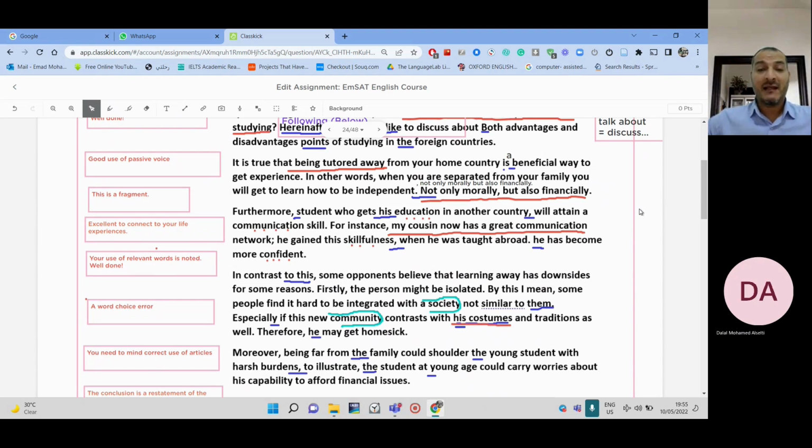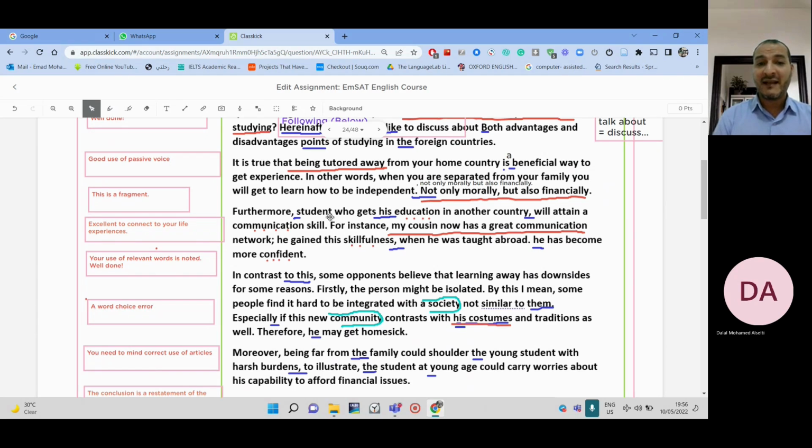That's great. Well done. I like when you connected the topic to your own knowledge. So you give an example with your cousin who already acquired or gained a great communication network. I mean, people, relationships. I think you mean by network relationship, right? With other people. Yes, great, actually. So this is what I like about this statement. Okay. So regardless of some few comments like here.